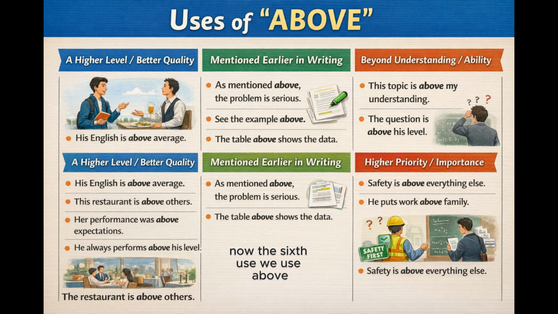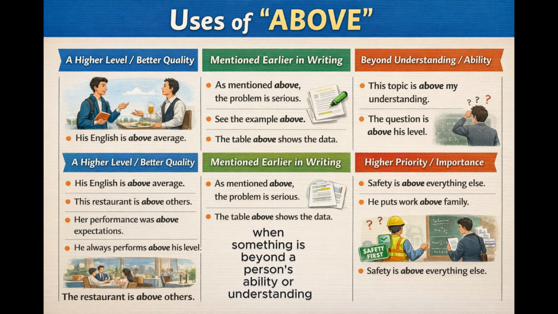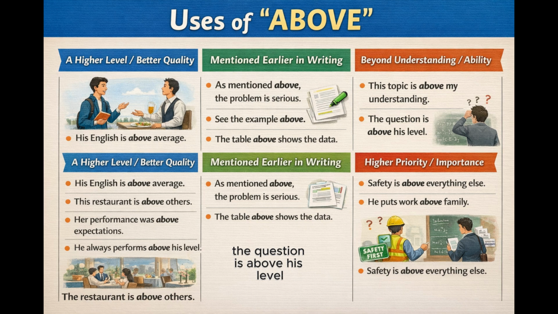Now, the sixth use. We use above when something is beyond a person's ability or understanding. Examples: this topic is above my understanding. The question is above his level. And finally, the seventh use. We use above to show that something is more important or has higher priority. Examples: safety is above everything else. He puts work above family.